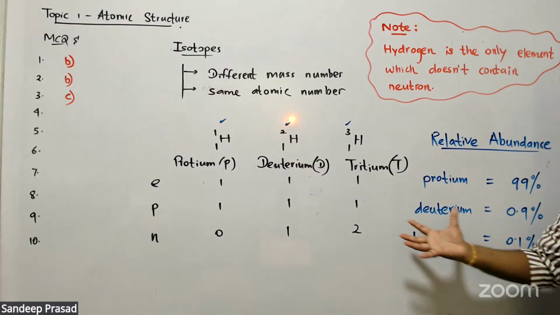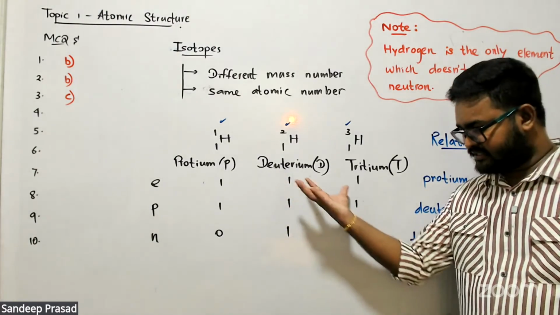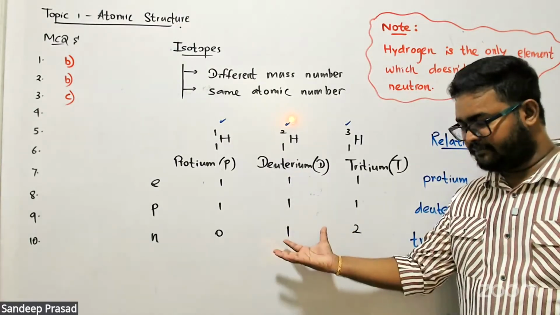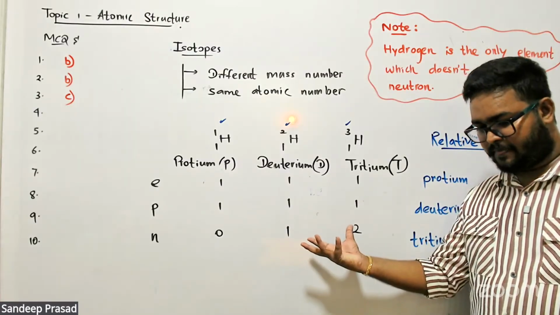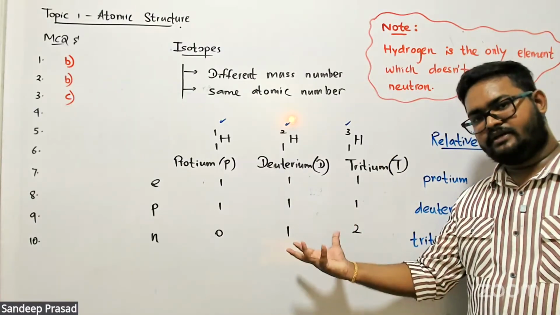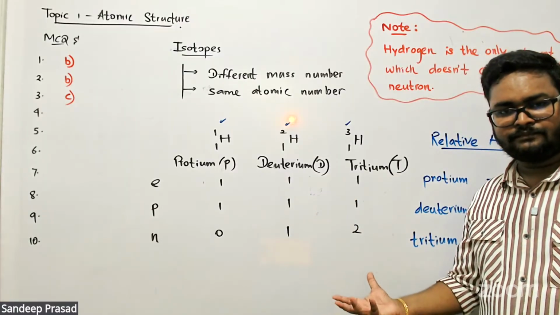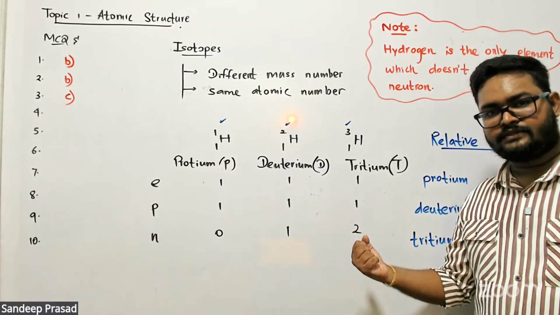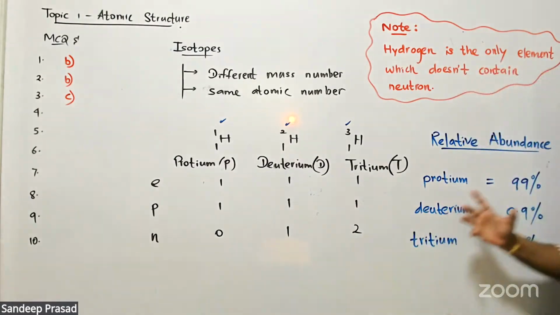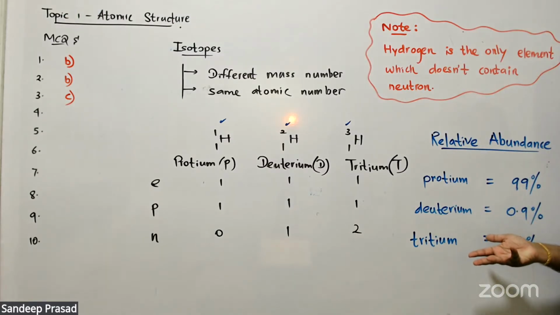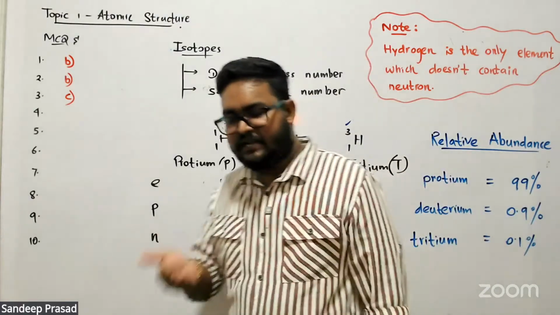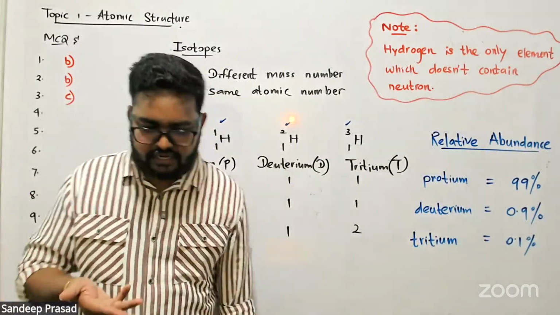Now, just imagine I have a sample of hydrogen gas. That sample contains 100 hydrogen atoms. Then 99 will be protium. So that is the relative abundance. 0.9% is deuterium. 0.1% is tritium. Can you understand that? Availability. That's what is meant by the relative abundance.